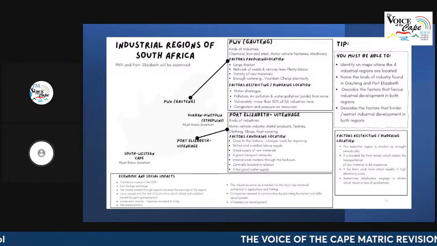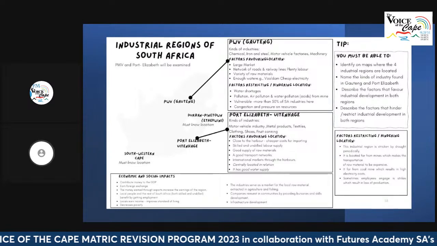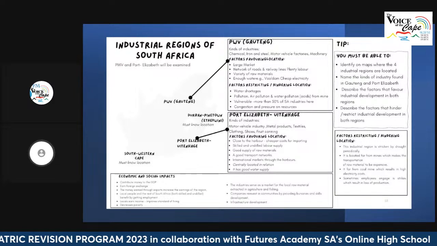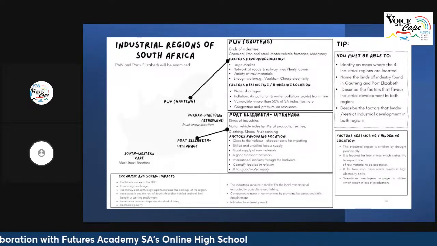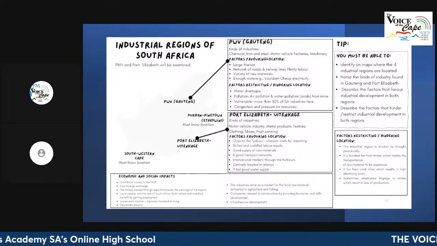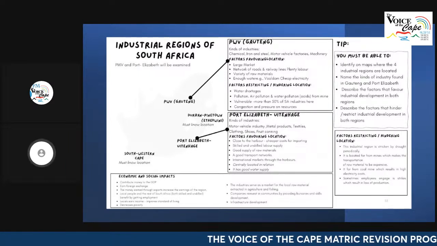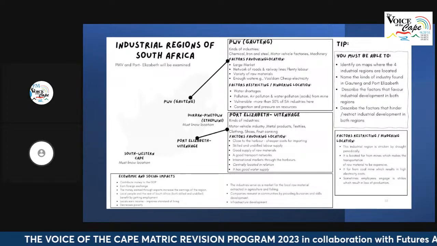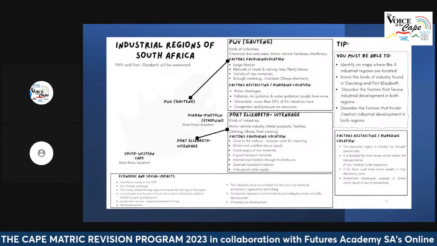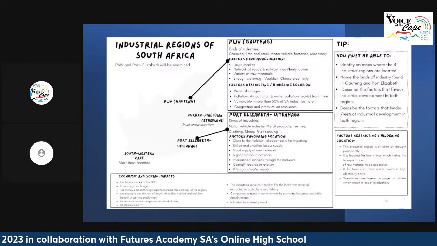Okay, so in particular for this year, we only need to know 2 industrial regions of South Africa, but you need to know where the other 2 are placed. So let's go through them. PWV means Pretoria, Witwatersrand, Vereeniging region, which is Gauteng. The second one being Durban Pinetown, which we call eThekwini. The third one, Port Elizabeth Uitenhage region. And the last one is your Southwestern Cape. So this year, you need to focus on PWV and the Port Elizabeth Uitenhage region.